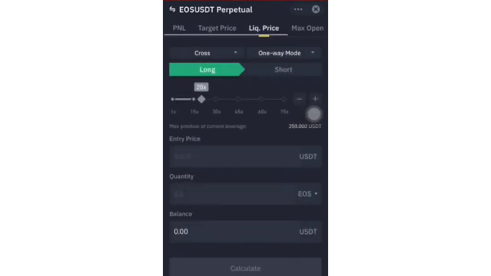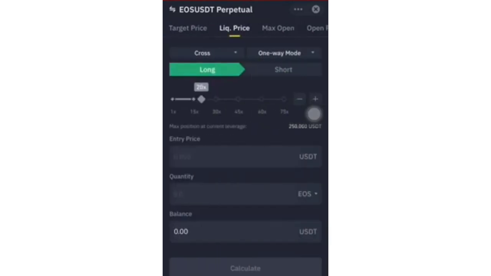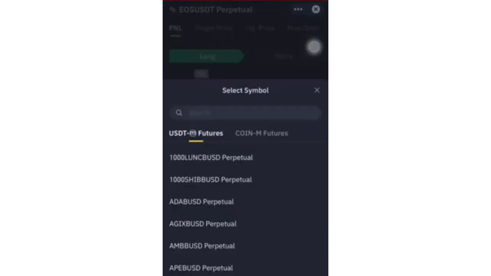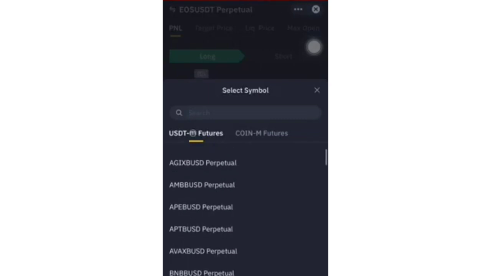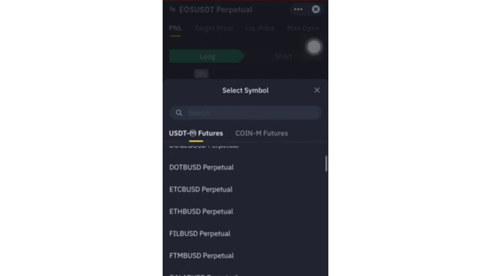What we're going to do right now is talk about profit and loss, which is the main one. We want to calculate our profit and loss. So this is the calculator, and what it helps you do is calculate your profit and loss. Let's assume we want to trade this EOS USDT. Let's change it to Ethereum or BNB perpetual. Okay, let's just say Ethereum perpetual. Where's Ethereum?